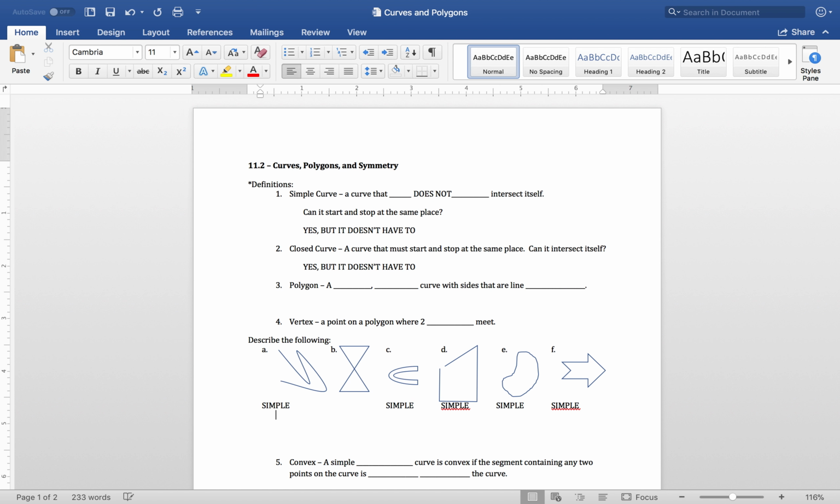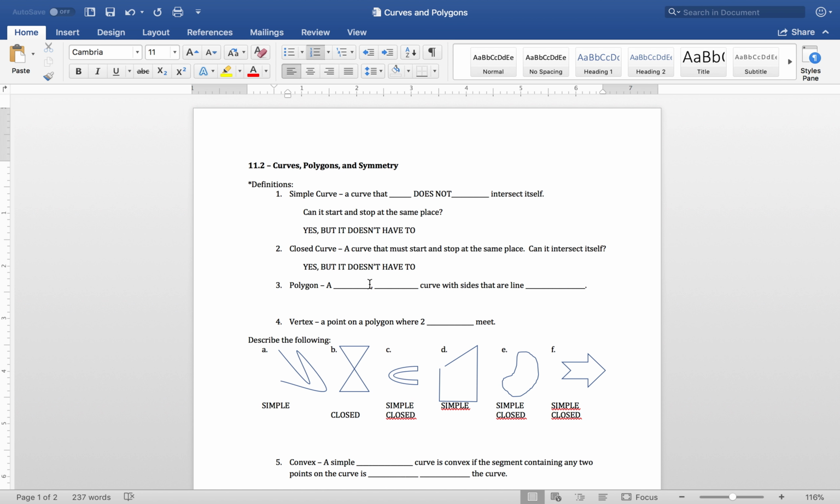Looking back at our examples, A is not closed because the shape itself isn't closed inside. B is closed. C is closed. D is not closed. E is closed, and so is F. So you can be simple, closed, or both.